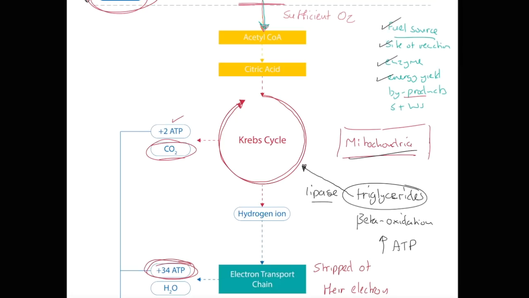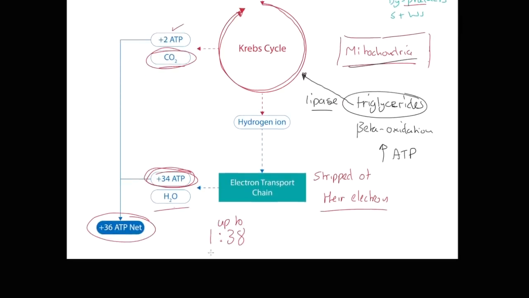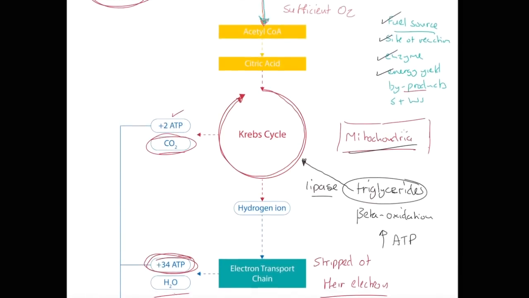Energy yield. Generally speaking, you're going to get a mark for saying 1 to 38. In most mark schemes I've seen, you'll get the mark for saying 1 to 32 up to 1 to 38. So anything in between those numbers is going to get you the mark. But my recommendation to you to simplify this is to use the term 1 to 30, or use the energy 1 to 38. Efficient, of course.